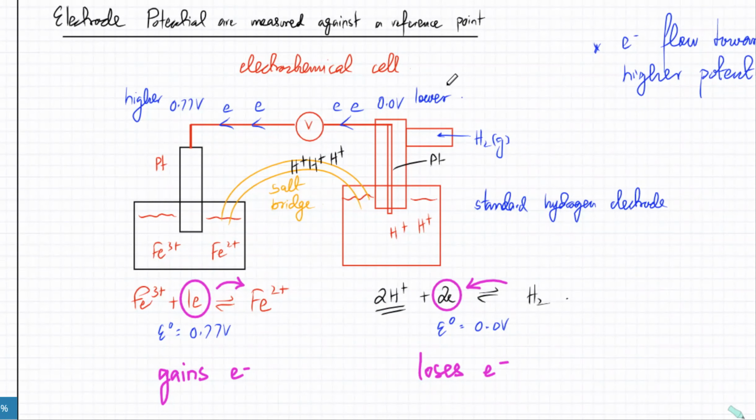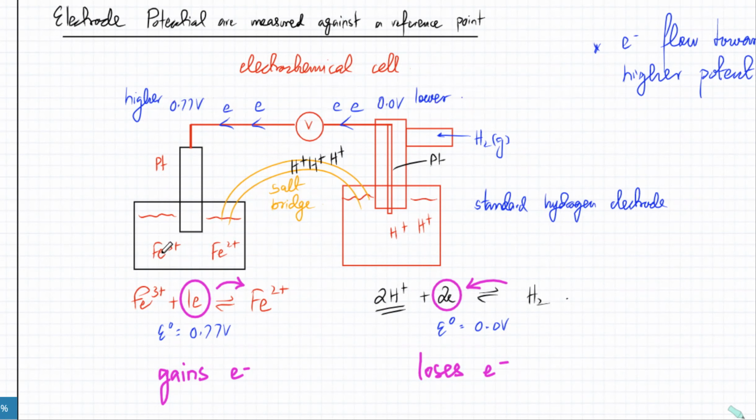So in reality, there's no plus or minus sign. I mean, that's not important. One is higher, the other one is lower, right? These values are relative values, and they're measured against the standard hydrogen electrode.